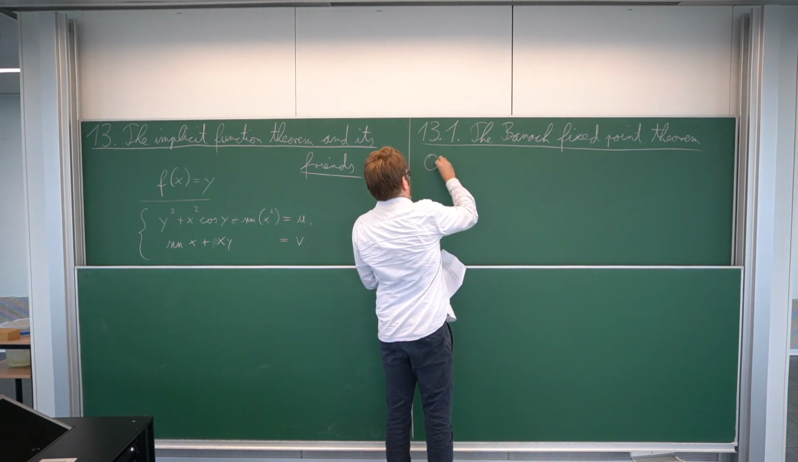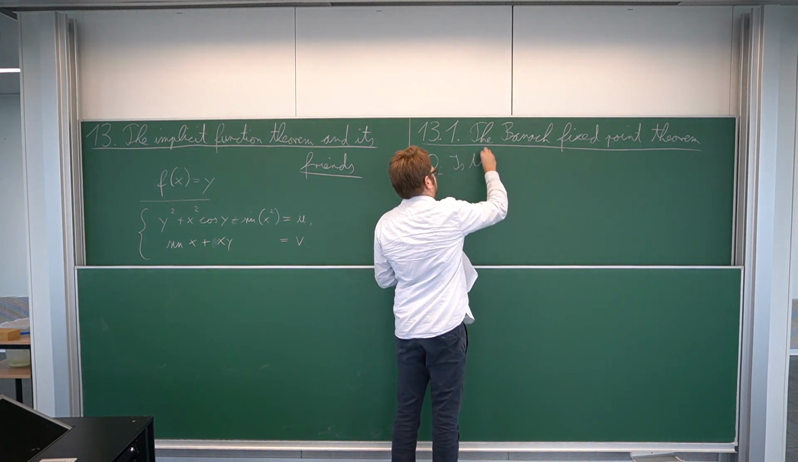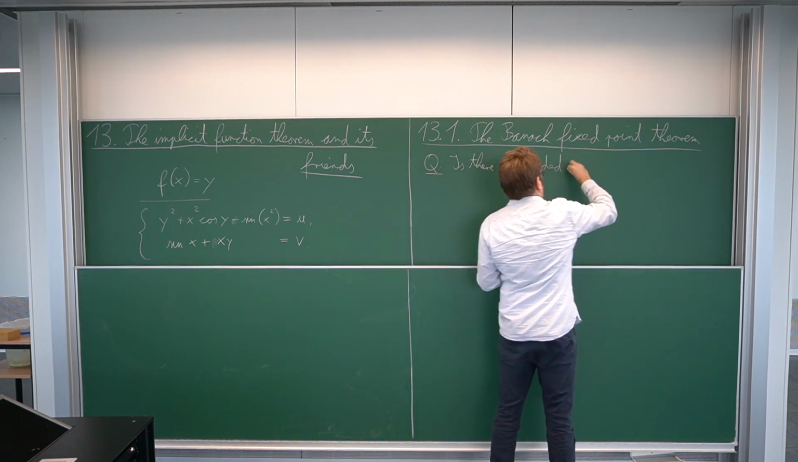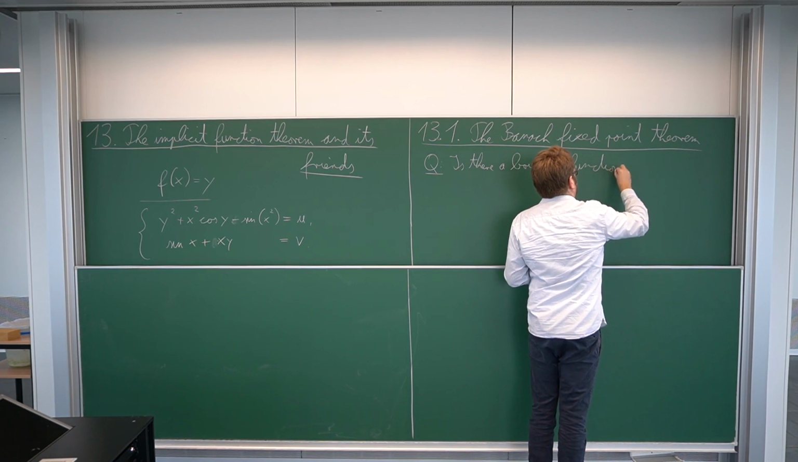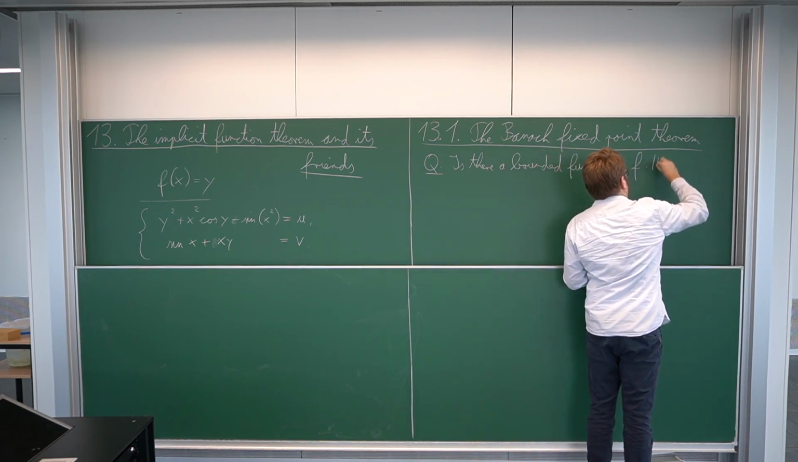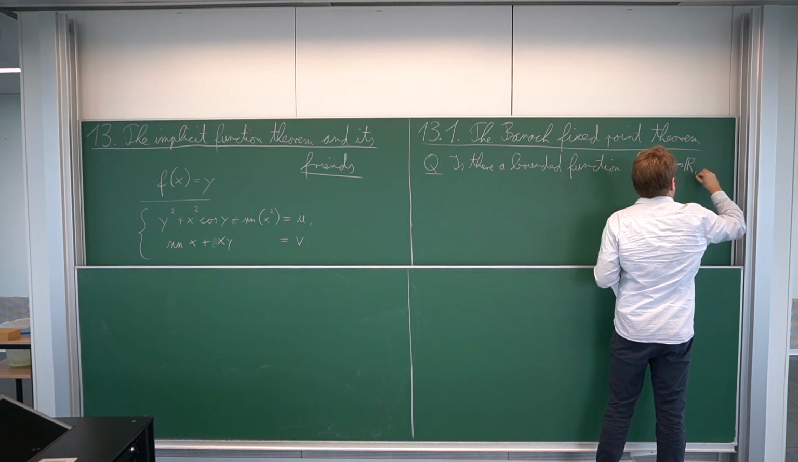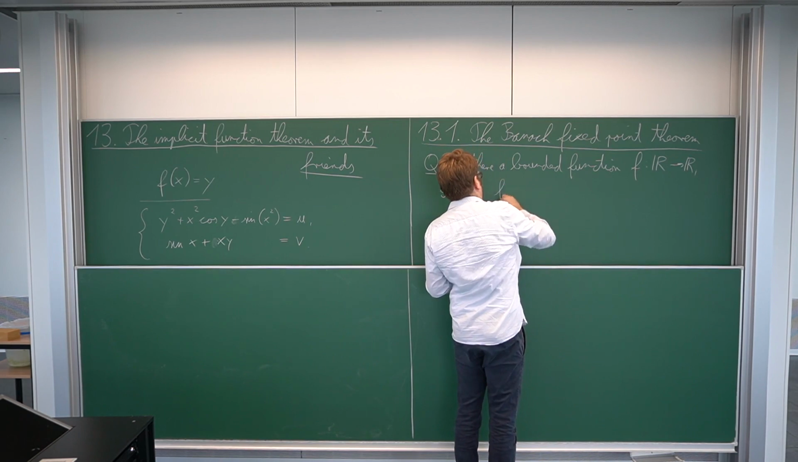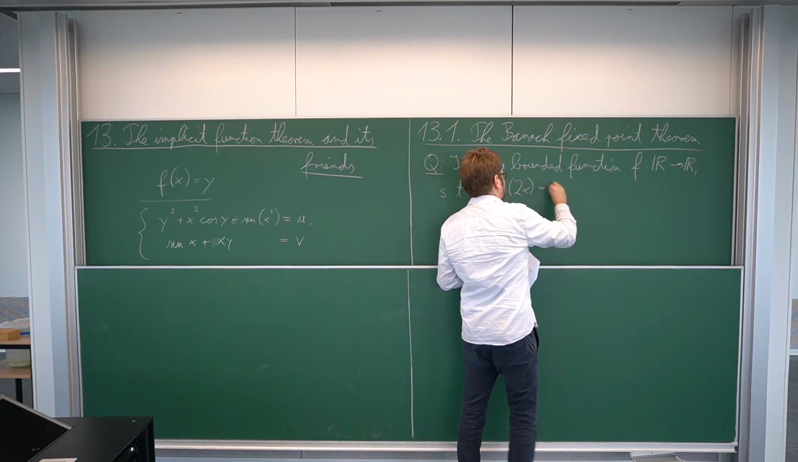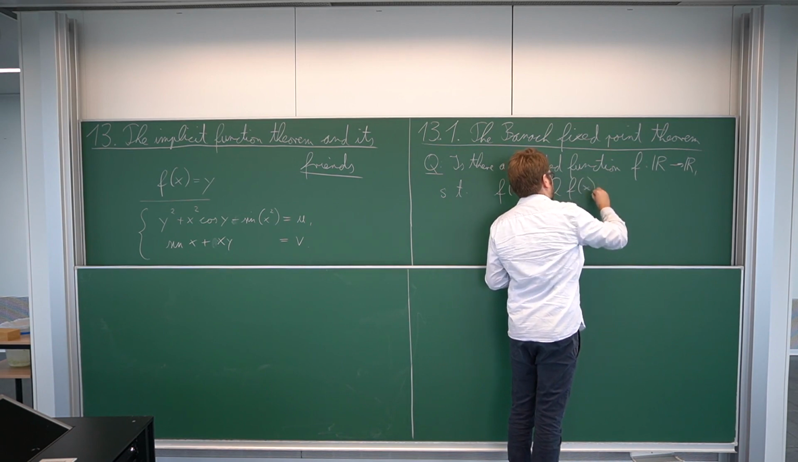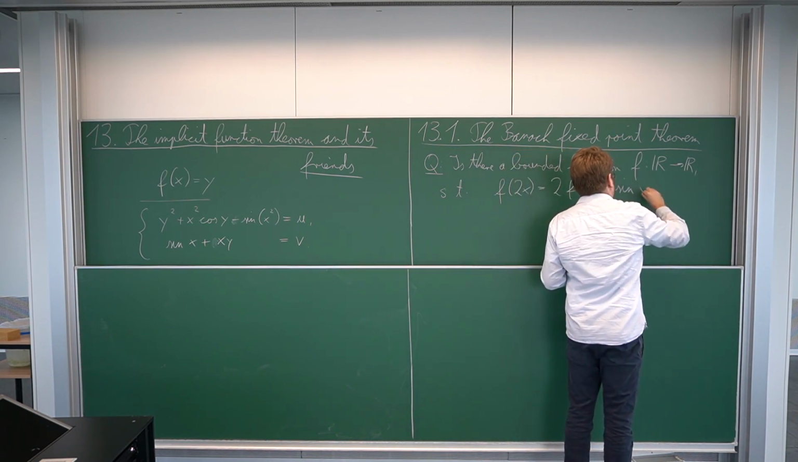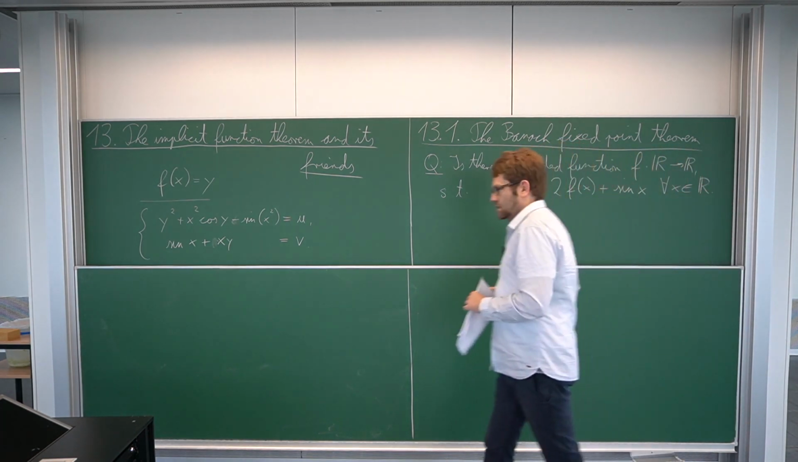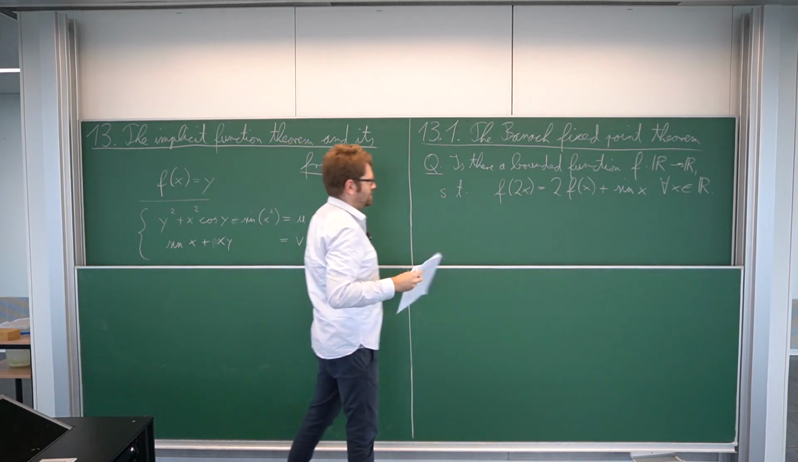So, question. Is there a bounded function, not necessarily continuous or anything, just a bounded function from R to R, such that the following equation is satisfied: f of 2x equals 2f of x plus sine x, and this for all x in R simultaneously. Again, no idea. This would be hard to tell.